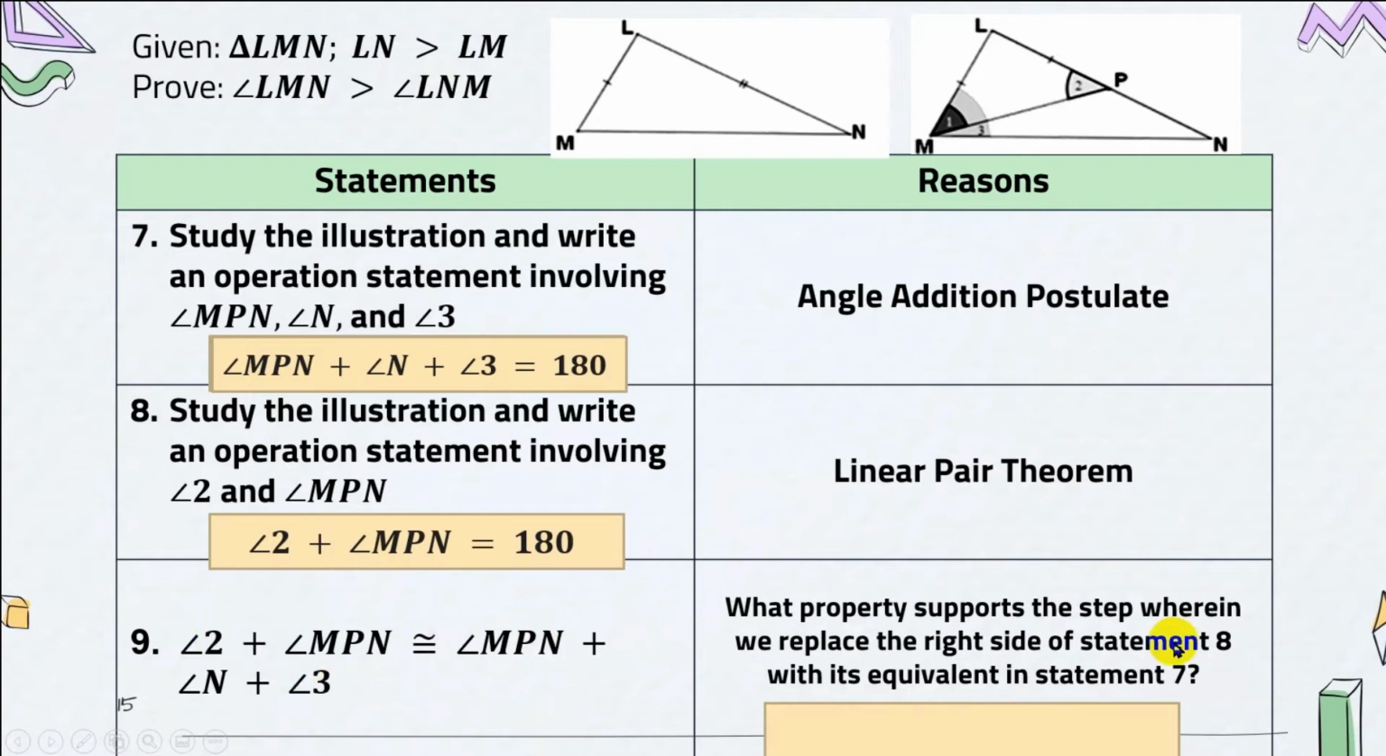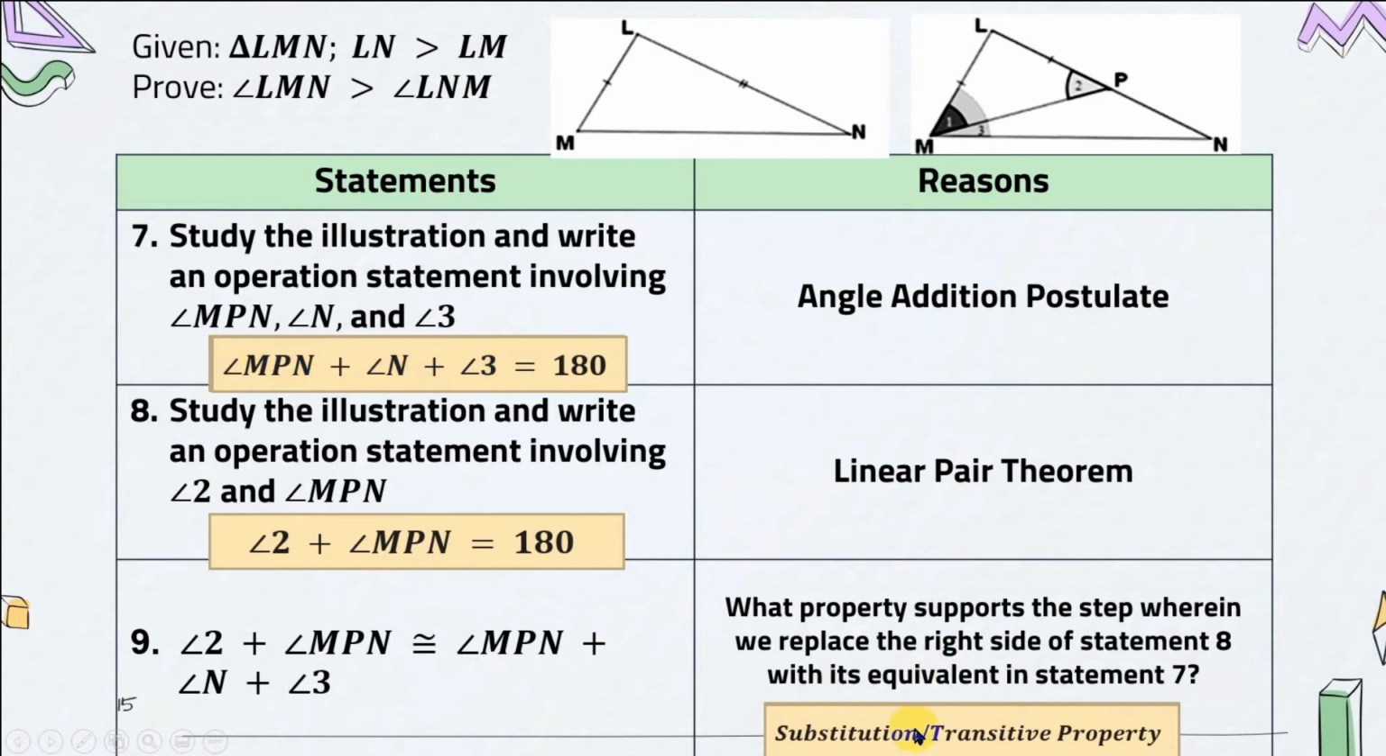So, we can use substitution property or transitive property for this statement number 9. Since pareho silang equal sa 180, we can say that this sum or these two angles is also equal to these three angles.